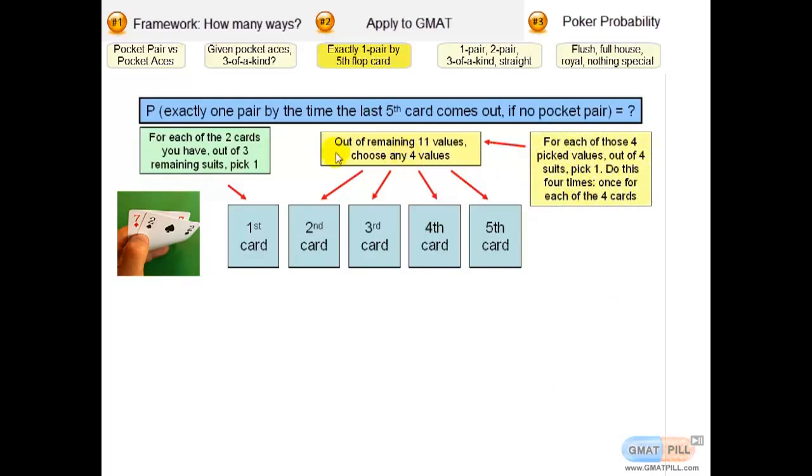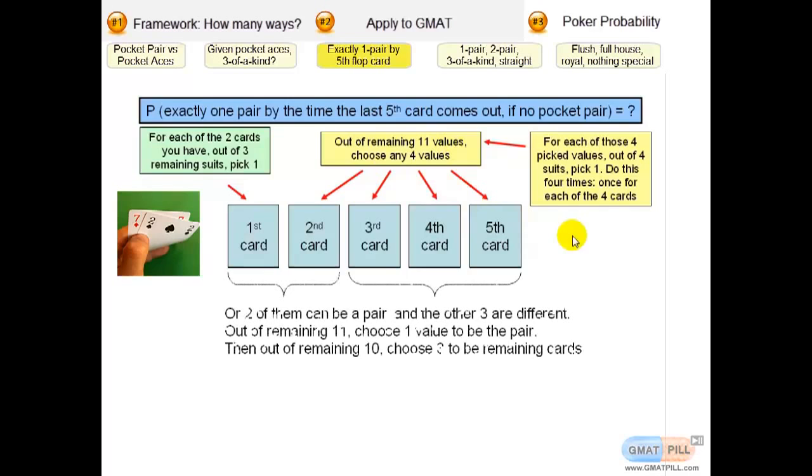For these 4 picked values, out of the 4 suits that are available, you have to pick 1 of them, and you do this 4 times for each of the 4 cards. And before we talked about how, if you don't have a pocket pair, perhaps somewhere in these 5 cards there's a pair. So we have to consider that possibility. So it's basically this top part plus this bottom part.